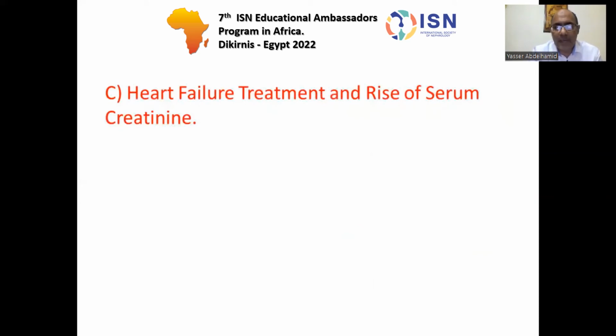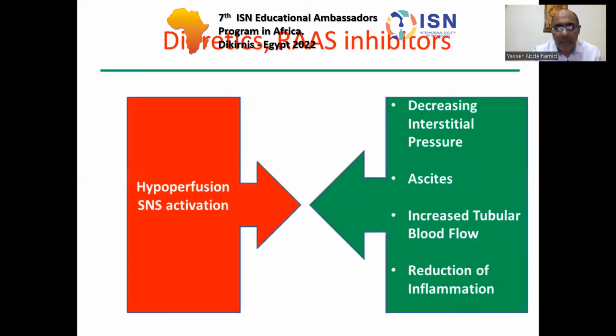My third point is heart failure treatment and the rise of serum creatinine. And this is an important dilemma. If we initiate diuretics and specifically RAS inhibitors in case of heart failure, they have the effect of decreasing interstitial pressure, decreasing ascites, increased tubular blood flow, and reduction of inflammation. All of these are beneficial to the kidneys and to the heart. These are important drugs for the heart. These are not just simply injurious to the kidney.